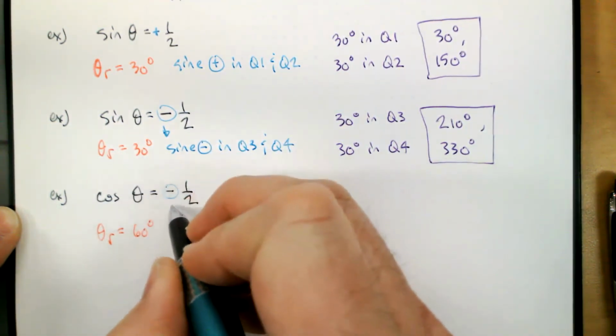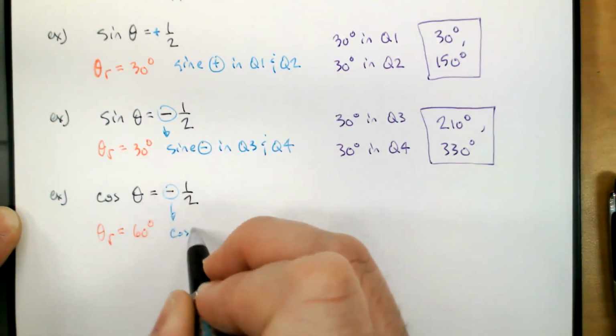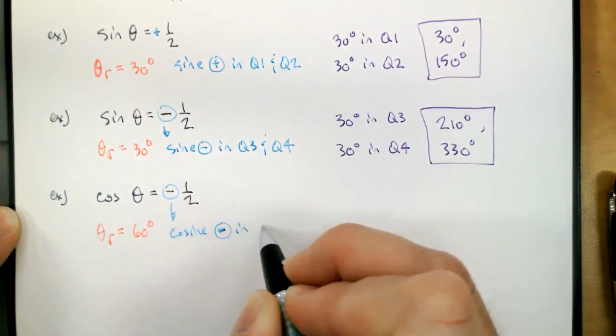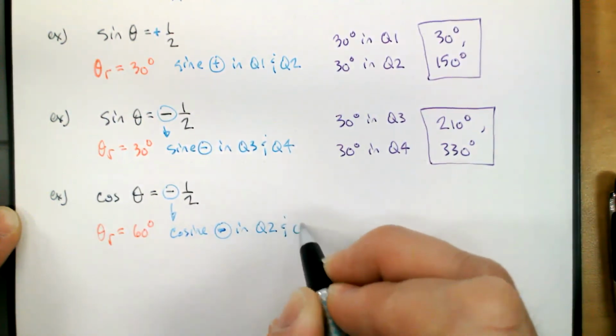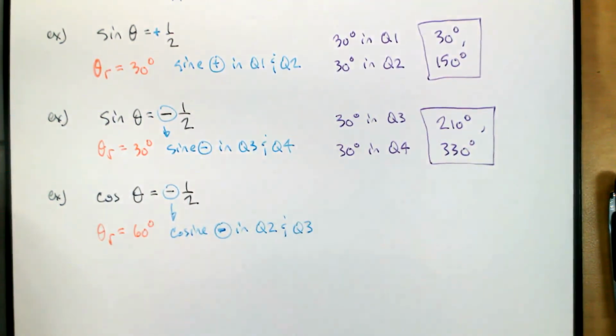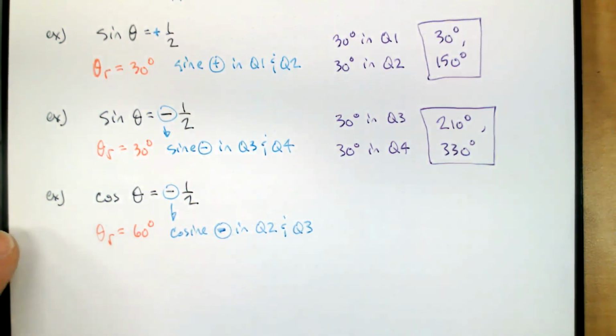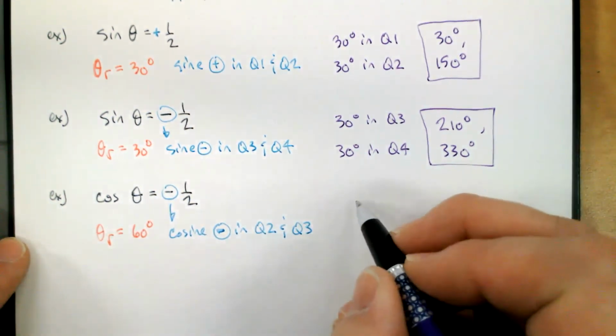And cosine is negative in quadrant 2 and quadrant 3. Cosine is negative when x is negative. That's in quadrant 2 and 3, the ones on the left. So now I'm going to take 60 degrees and put it in quadrant 2 and quadrant 3.